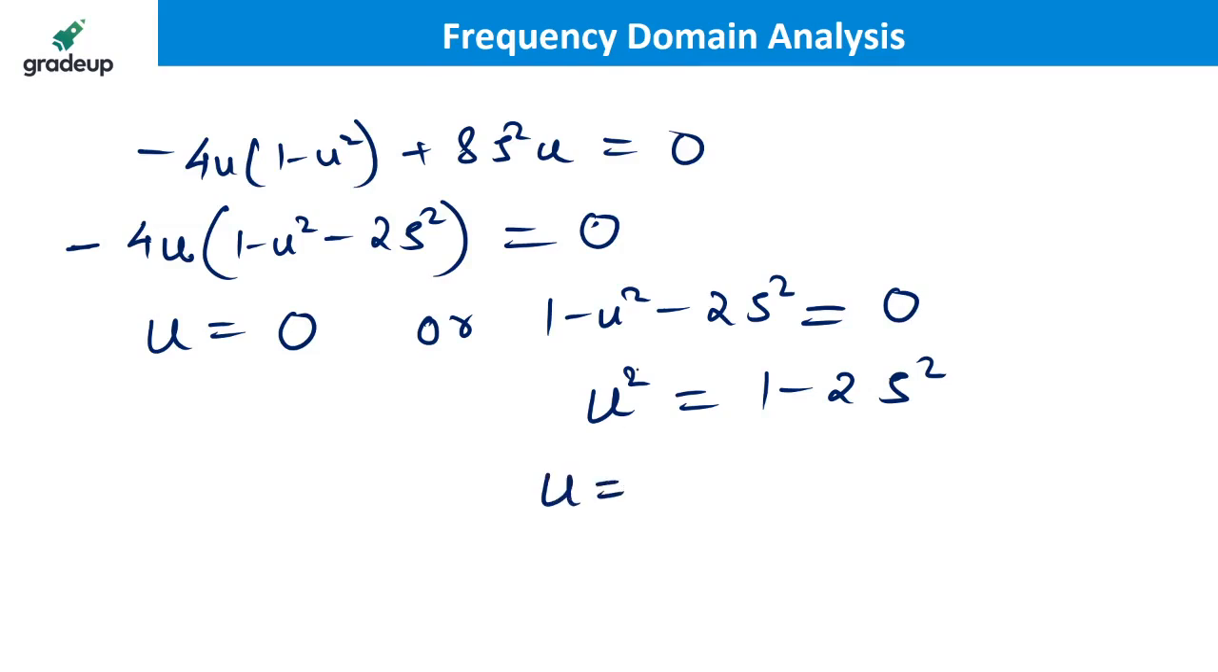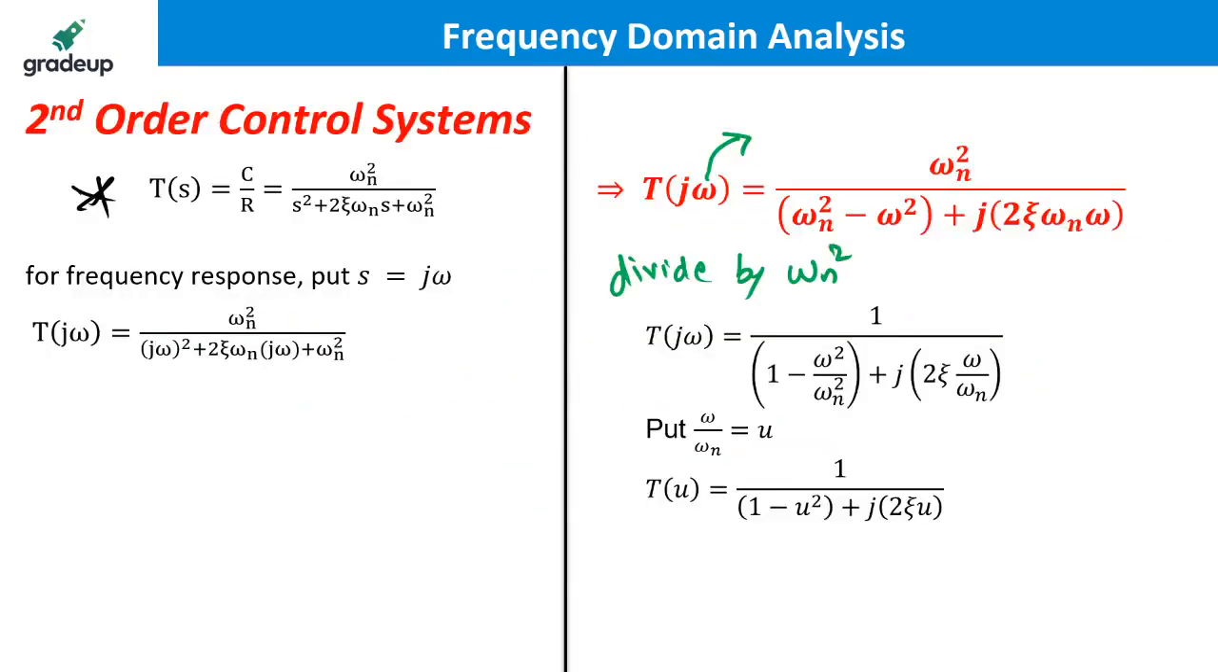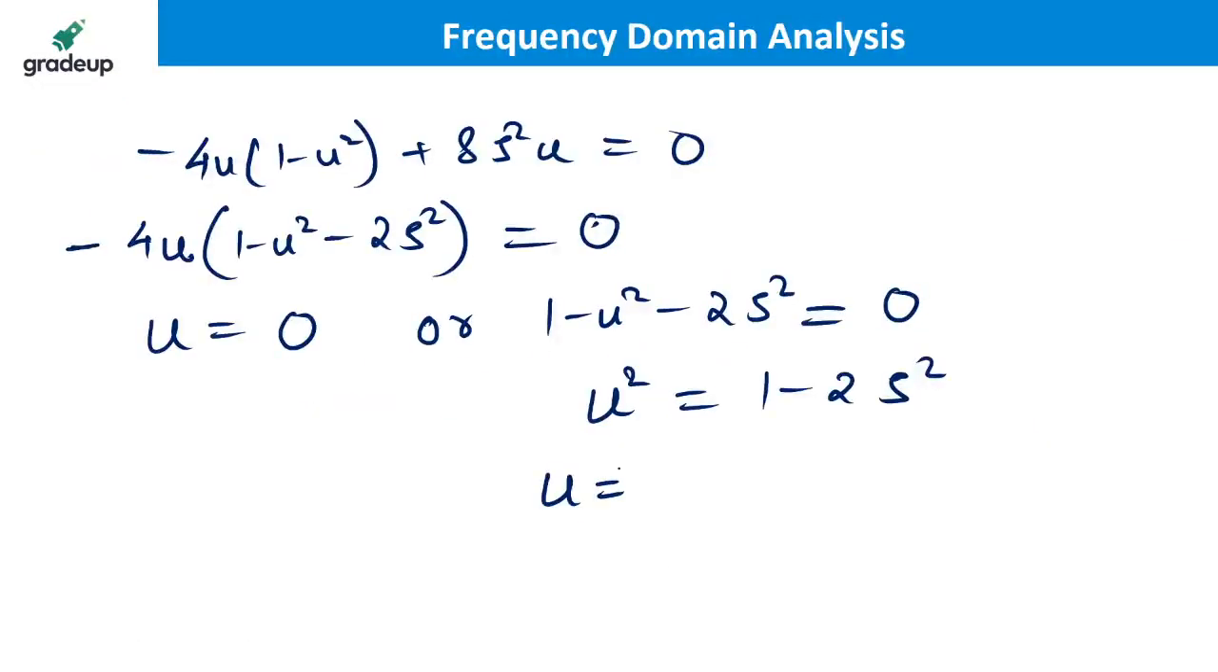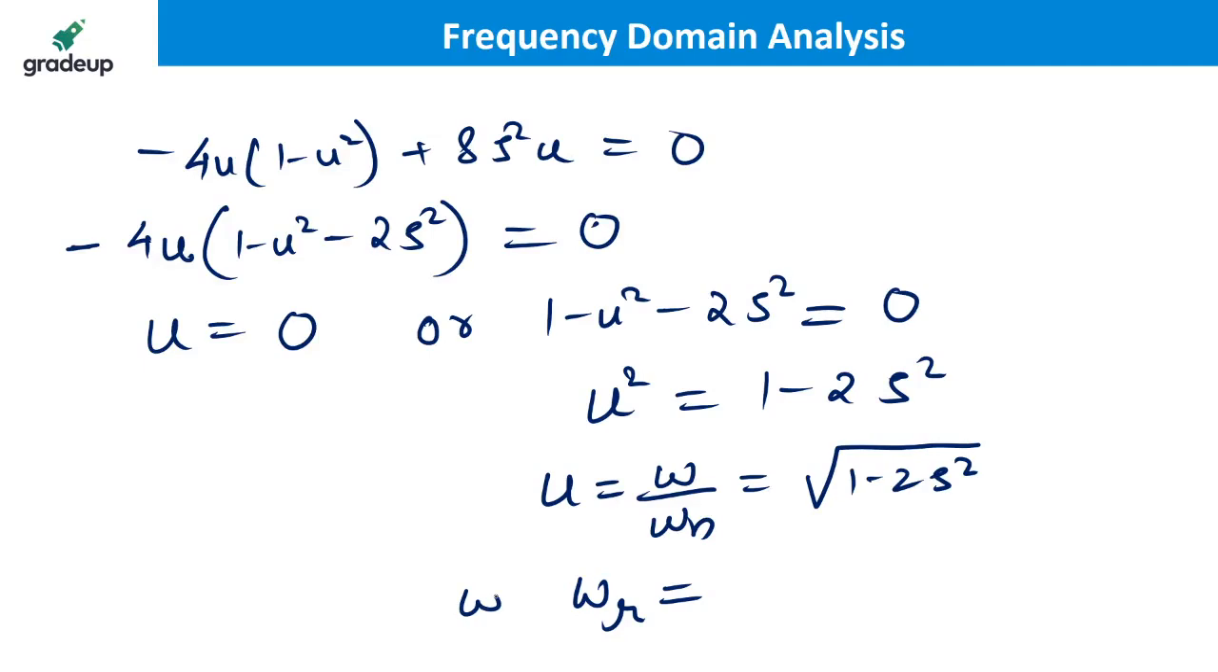So what is u? Where is the u, guys? Yeah, omega by omega n. The u is equal to omega divided by omega n, and that is equal to root over 1 minus 2 zeta square. So what is omega r? That omega is known as omega r, the resonant frequency, because the frequency is obtained by taking the derivative. We are talking about the maxima, and that is given by omega n under root 1 minus 2 zeta square.